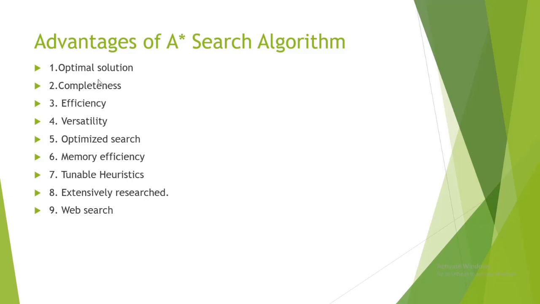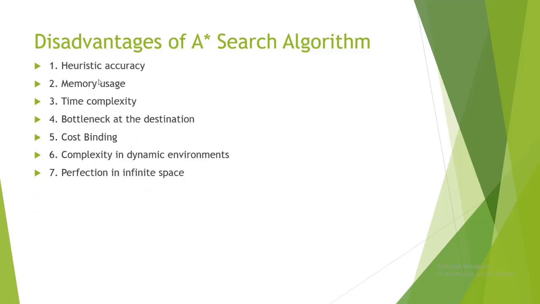These are some advantages. Next are the disadvantages of the A-star search algorithm. First, heuristic accuracy: the performance of the A-star algorithm depends heavily on the accuracy of the heuristic function used to estimate the cost from the current node. If the heuristic is inadmissible or inconsistent, the A-star algorithm may not find the optimal path.